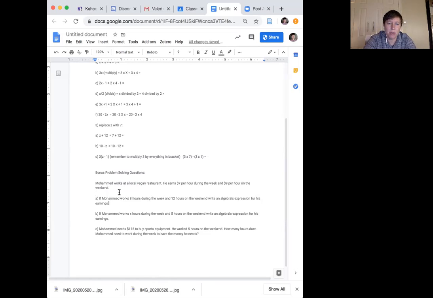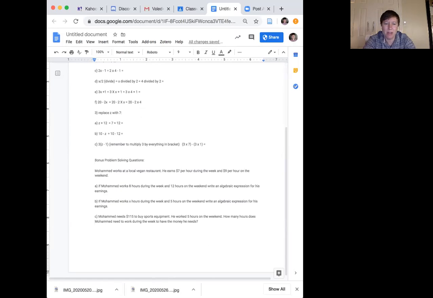See if you can write an expression. If you're unsure, we'll go through it on the next Zoom meeting, but I really want you to try these ones on your own. So try A, B, and C. They're different for each one. You have to write different algebraic expressions. See what you can do with it. I'll leave that as a challenge.